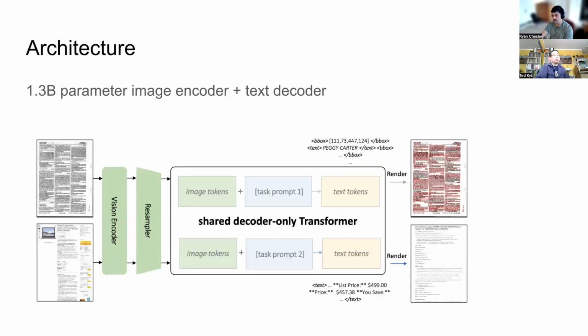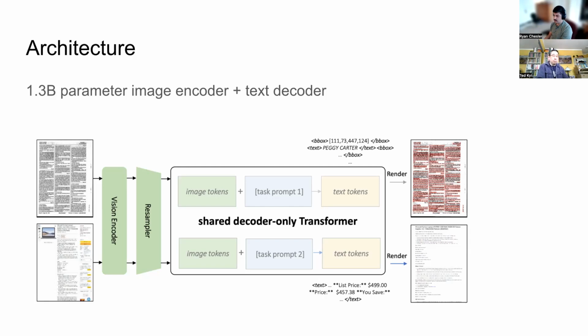In terms of the architecture, they actually inherited this from a model called Pix2Struct, and Pix2Struct was solving a similar use case, but what they were doing was taking websites and their HTML and trying to go from rendered HTML to the actual underlying text and everything.